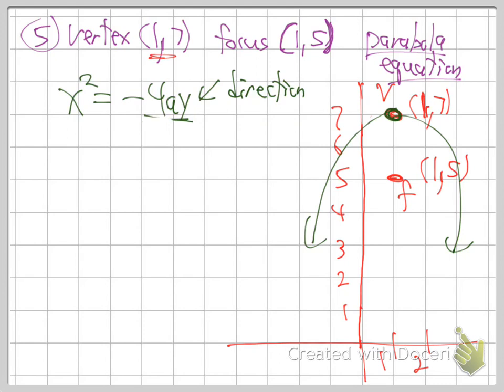Okay, now the center is not 0, 0. So I got to fix that. The center is right here, 1, 7. This is the x value, this is the y. So it's opposite, right? X minus 1 squared, and y minus 7. Opposite of x, opposite of y. You remember that, right?